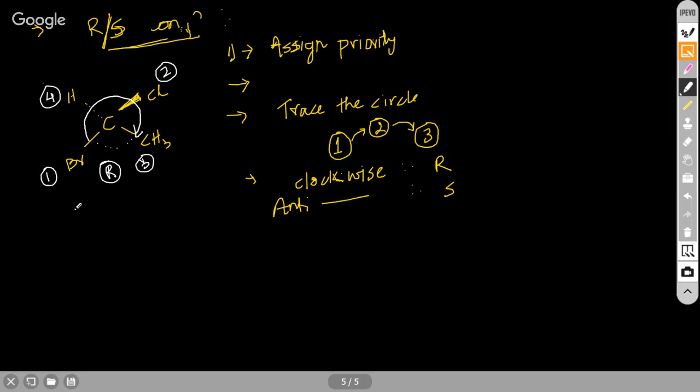What I did, first of all, I assigned priority 1, 2, 3, 4. Then what we have to do, we have to go from 1 to 2, 2 to 3, right? This is the condition we have. So from first priority to third priority group, I have to go via 2, right? Since we have the via 2 condition, we cannot go like this, right? So first, then second, and then third. This rotation you see, this rotation is what? It is clockwise. So when it is clockwise, it is R.